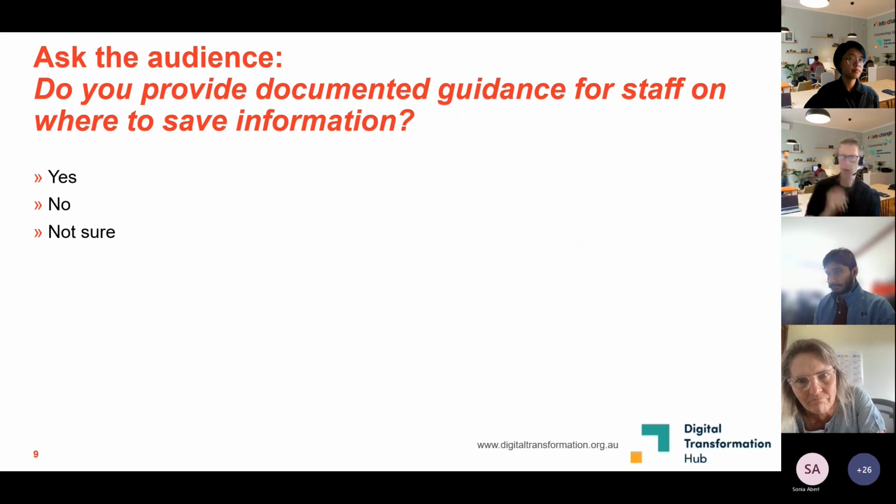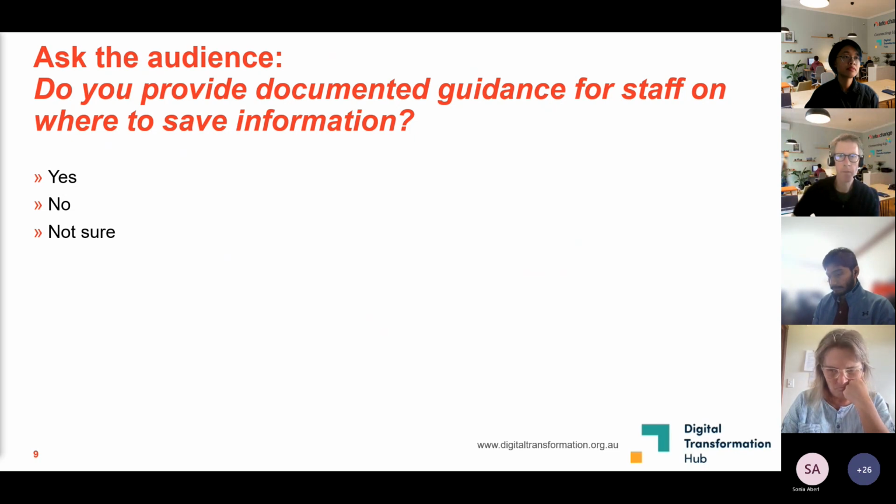I'm just going to jump to a poll question and we'll throw that up, as to whether or not you'd provide documented guidance for staff as to where to save their information. Do you provide documented guidance for staff as to where to save information? If you don't provide guidance to staff, staff may save it in all sorts of strange and interesting places, including on their home PCs that their kids use. So that was what we're interested in. To what extent as an organisation do you provide that information to your staff? And this is all about managing that human element. Ooh, we're doing pretty well here.